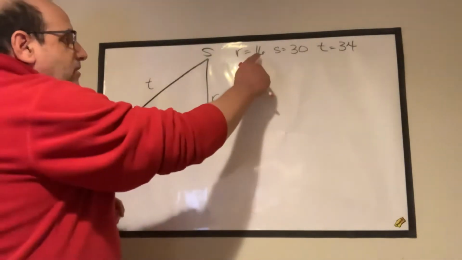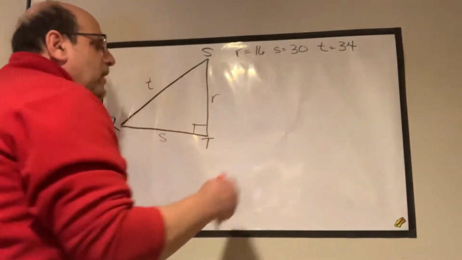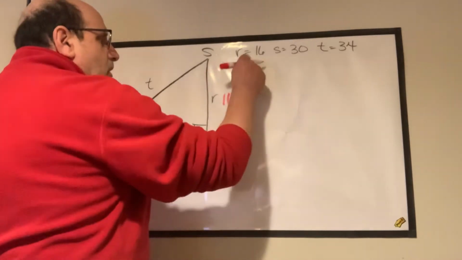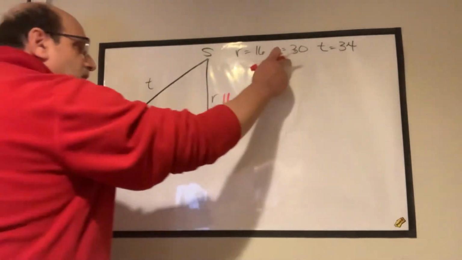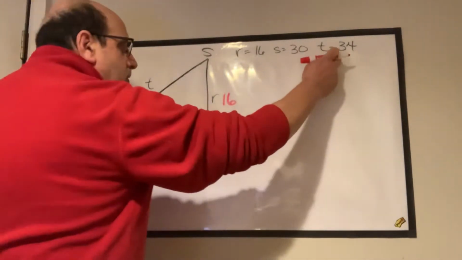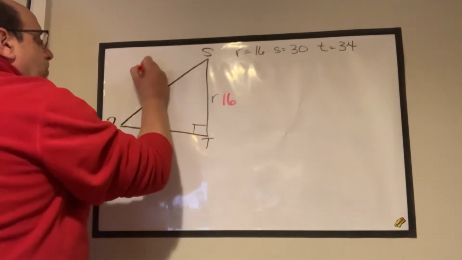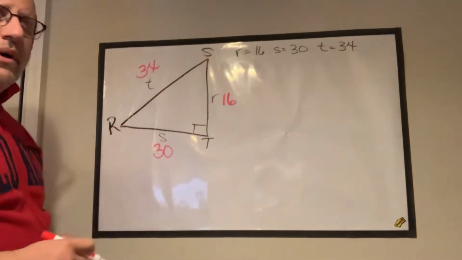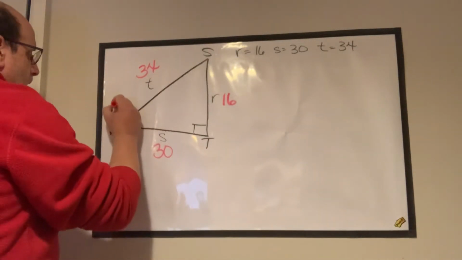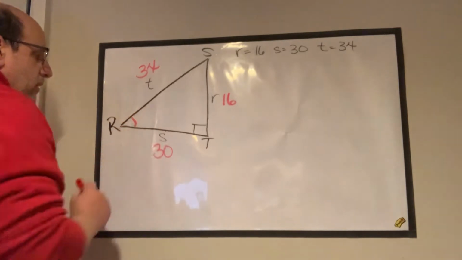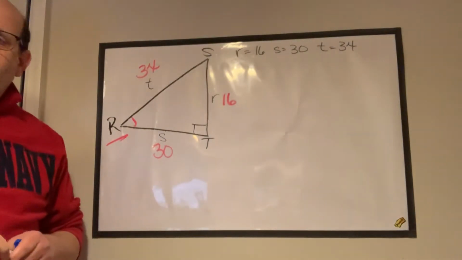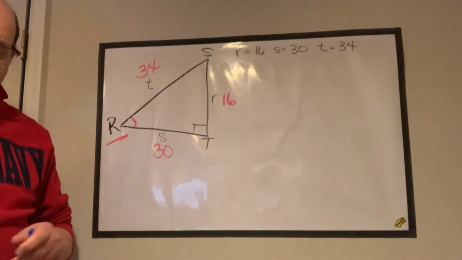I'm going to just take these side lengths and write them right next to the sides. Why not make life a little bit easier? I'm going to say this is R. R is 16. S is 30. And then T is 34. Now that I know where these things live, I'm going to start looking at angle R, this angle right here. This is what I'm focused on. This is the first part of number one.